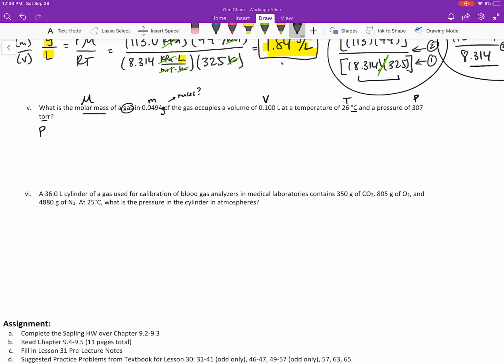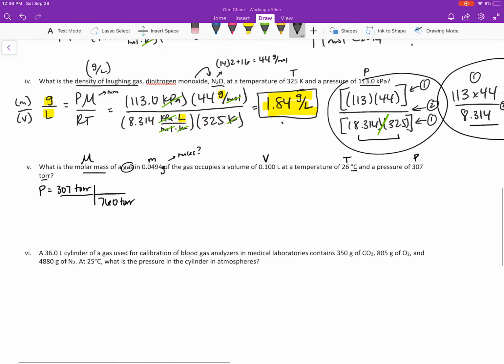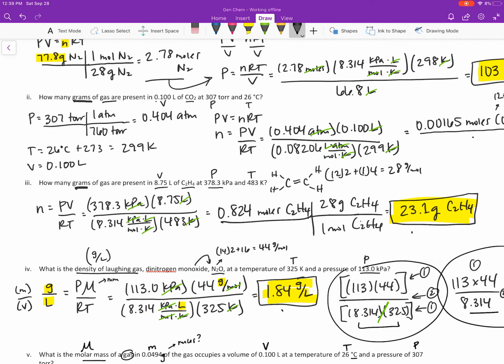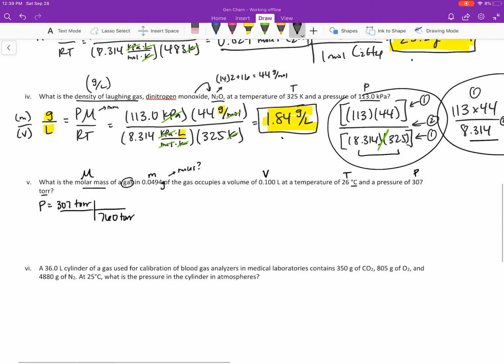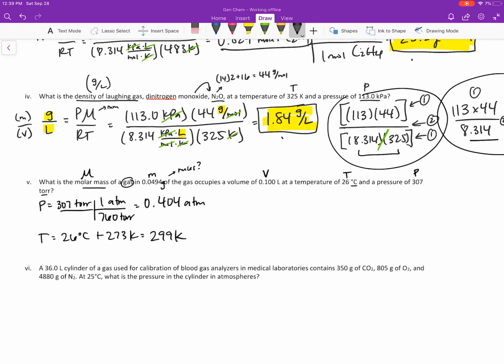So let's convert our pressure and temperature first. Very similar to problem number 2 that we did earlier. In fact, the numbers are the same. At least the numbers of the conversions are the same. Temperature 26 degrees Celsius plus 273 to convert to Kelvin. And now I have everything correctly converted.